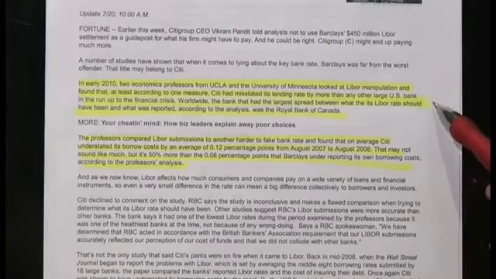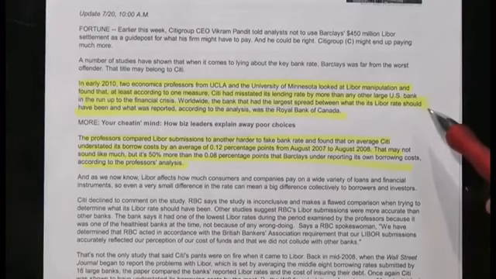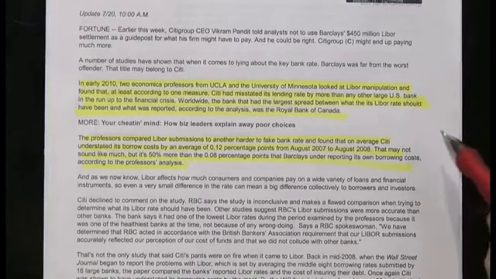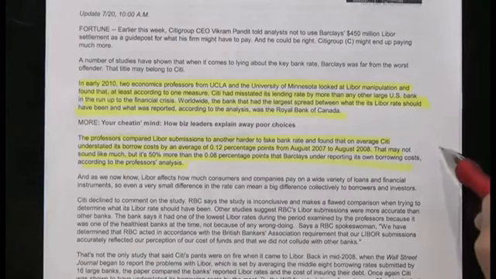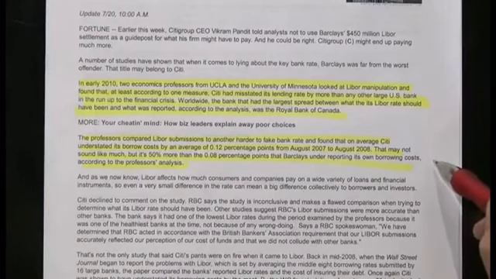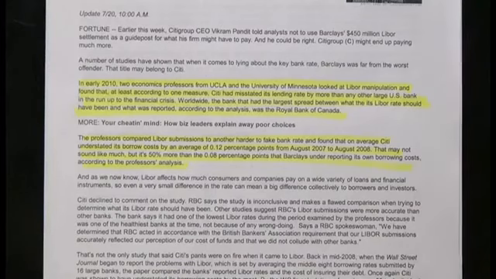Worldwide, the bank that had the largest spread between what its LIBOR rate should have been and what was reported, according to the analysis, was the Royal Bank of Canada. The professors compared LIBOR submissions to another harder-to-fake bank rate and found that, on average, Citi understated its borrowing costs by 0.12 percentage points from August 2007 to August 2008. That may not sound like much, but it's 50% more than the 0.08 percentage points that Barclays underreported its own borrowing cost, according to the professors' analysis.